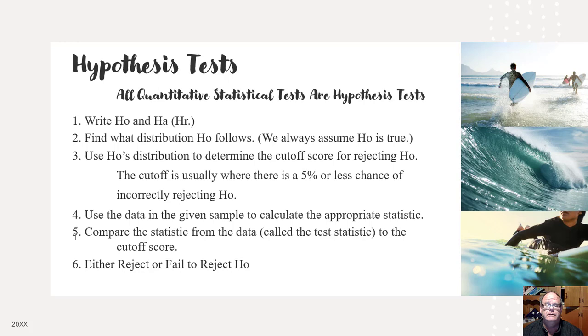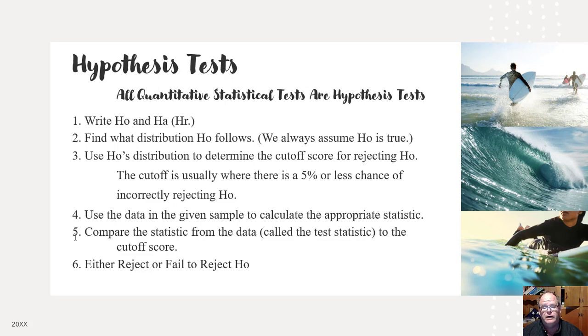Now, step 3, you're going to use this distribution that the null is following to determine a cutoff score for rejecting the null hypothesis. The cutoff is usually where there is a 5% or less chance of incorrectly rejecting the null hypothesis, right? In other words, another way to say it is that getting data like you've got has a 5% chance or less if the null were true, all right?